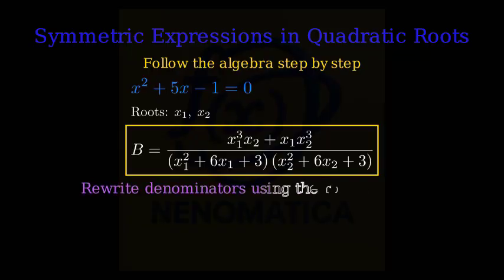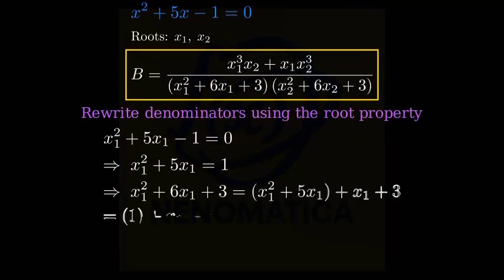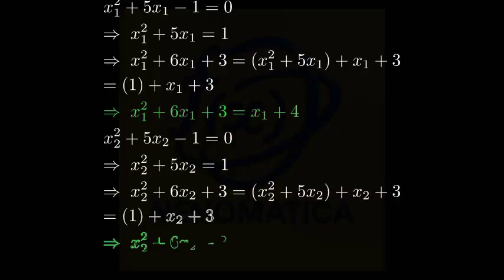Because x1 and x2 are roots, they each satisfy the quadratic equation. We will rewrite the two denominator factors using that fact. First, for x1, x1 squared plus 5x1 minus 1 equals 0. Therefore, x1 squared plus 5x1 equals 1. Add x1 plus 3 to both sides. The left becomes x1 squared plus 6x1 plus 3. The right becomes x1 plus 4.